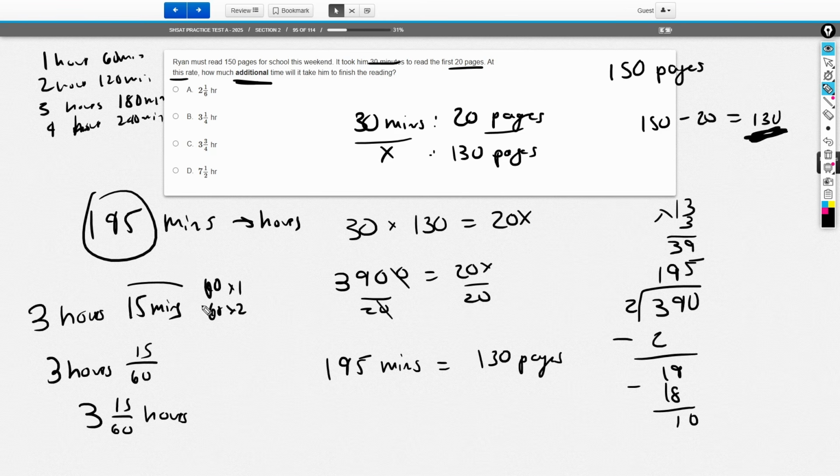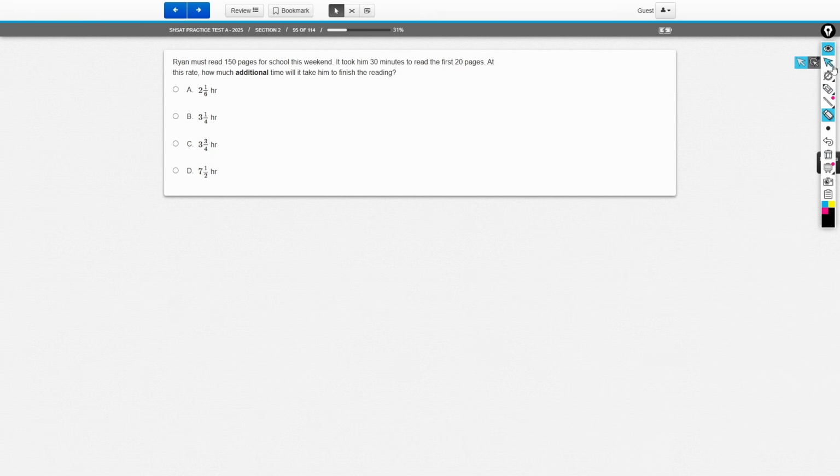You convert the rest of the minutes into a fraction of an hour because there's a total of 60 minutes in 1 hour. And this 15 over 60 converts into 1 over 4 if you divide both the top and the bottom by 15. So this is 3 1/4 hours, which is choice B.